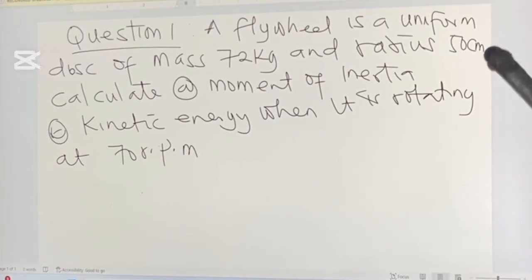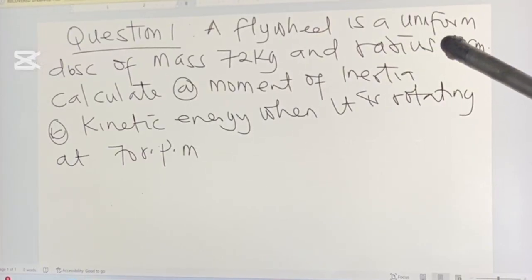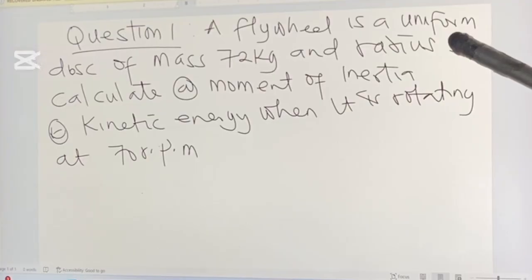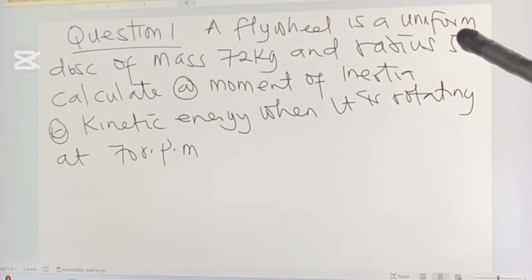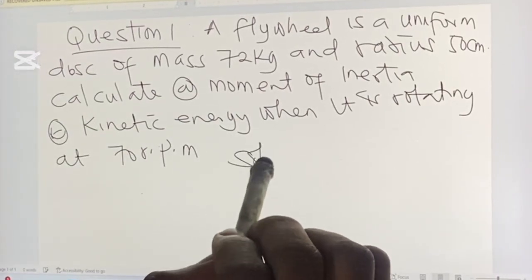They said a flywheel is a uniform disc of mass 72 kg and radius 50 cm. Calculate A, the moment of inertia, B, the kinetic energy when it is rotating at 70 rpm. So let's solve this question here, class. We say solution.